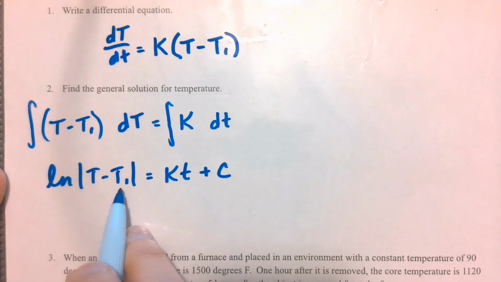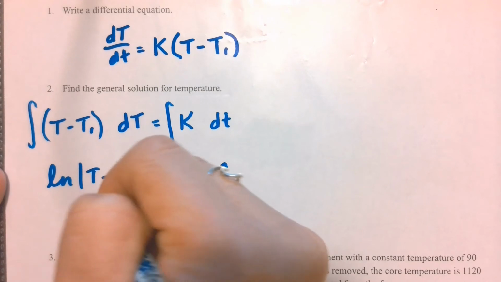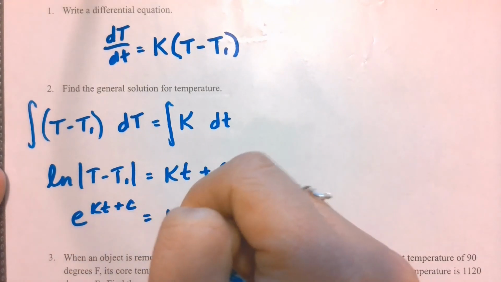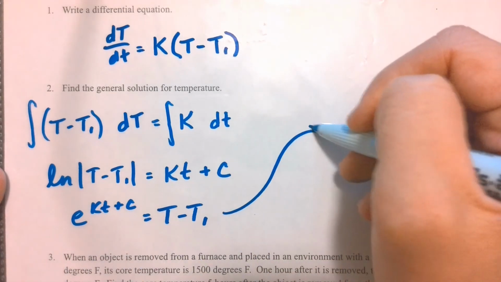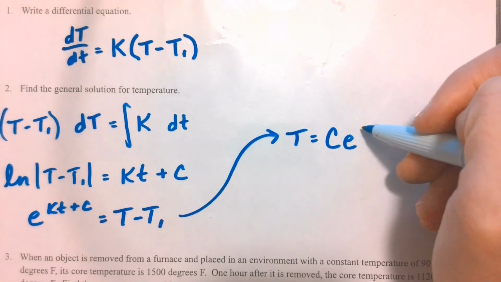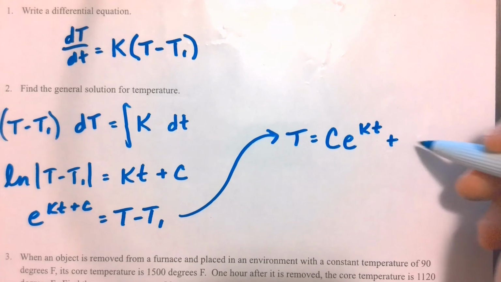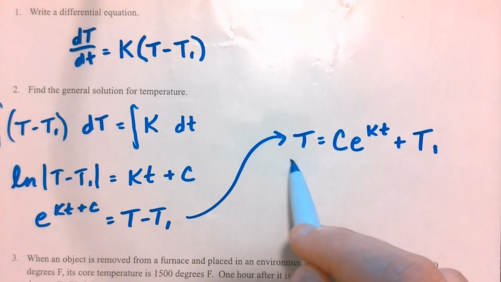Solving for the object's temperature by itself, I'll have my base e to the kt plus c equals T minus T sub 1. And then I want to add my T sub 1 to the other side. I want to make this look like one of those general solutions, where since I have e to the kt times e to the c, I'm going to bring the c out front. So this is going to look like C e to the kt plus T sub 1. So that is my general solution.